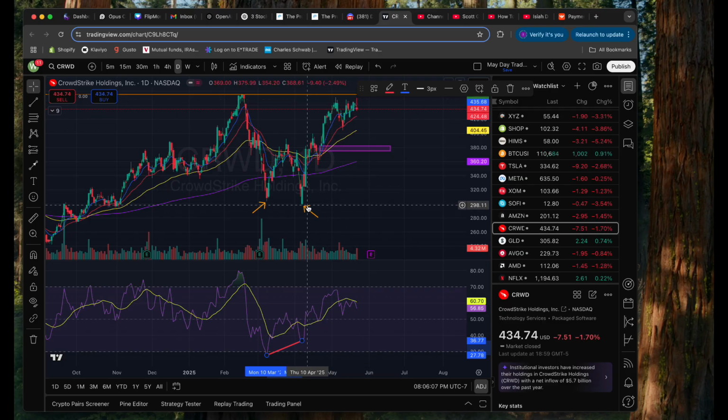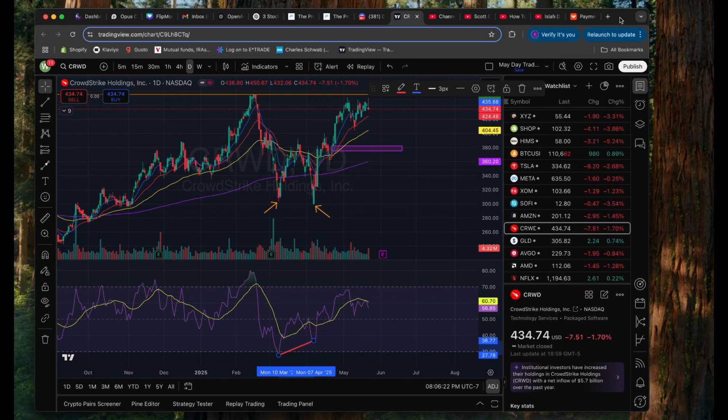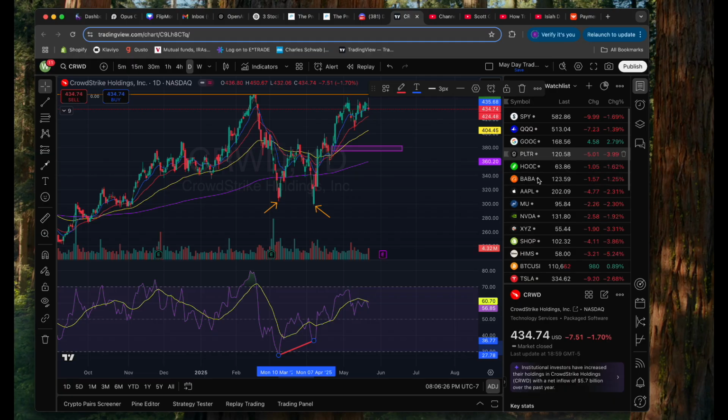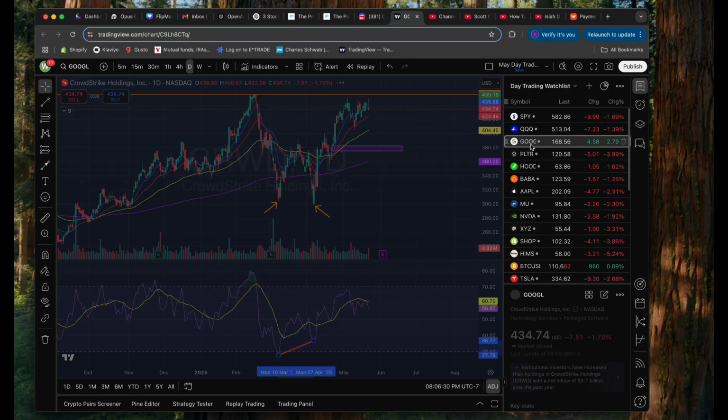But what if you just caught the move from 300 to 381? That $81 move will change your life. Okay? So this is bullish divergence. Okay? Now let me show you something. You also have something called bearish divergence. All right?